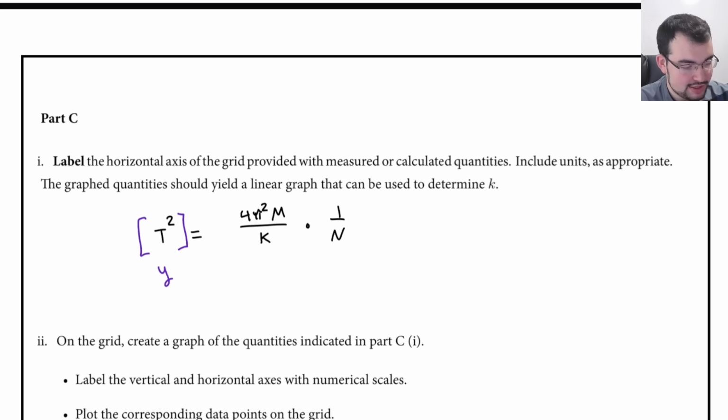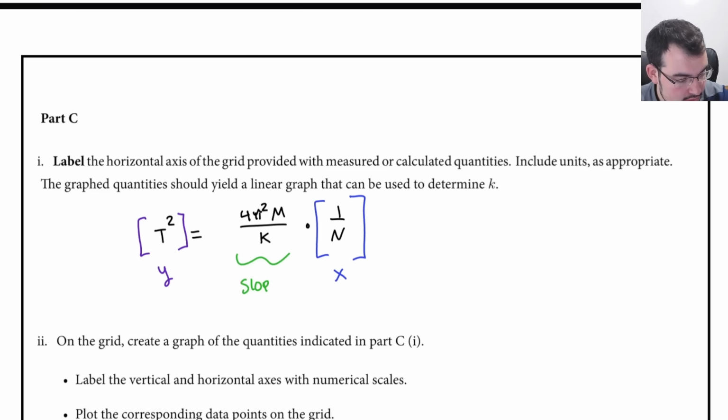And we're interested in solving for this K. So that means that our other variable is just going to be everything with n in it, which is 1 over n. So this is my x, and then as a result, my slope is 4 pi squared m over k. So to do that, I need a data table of t squared versus 1 over n.